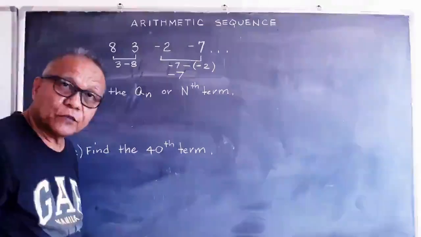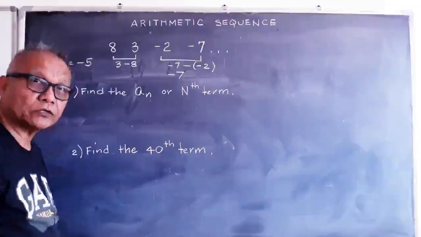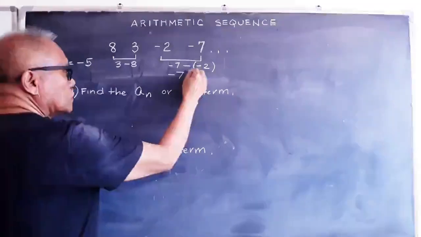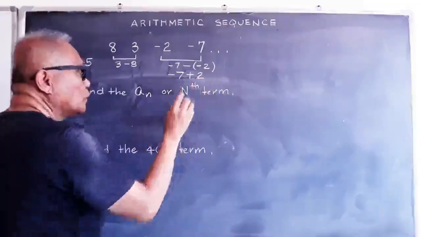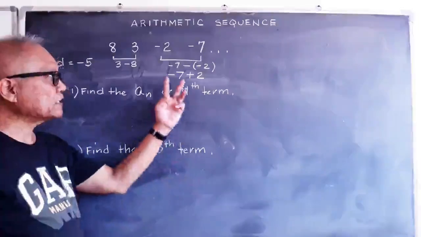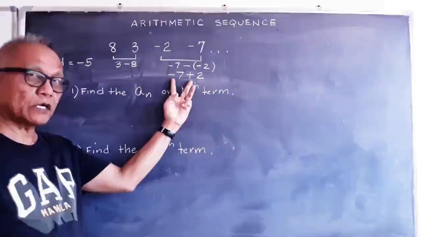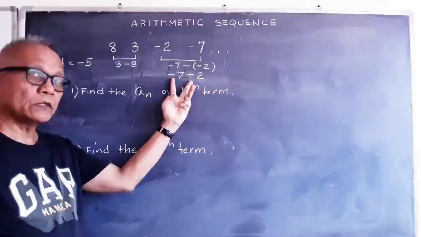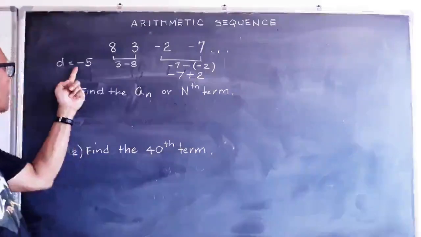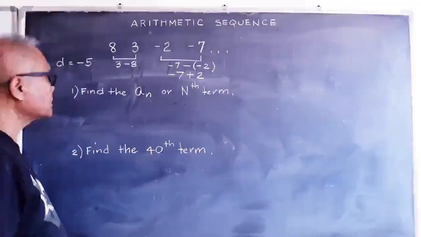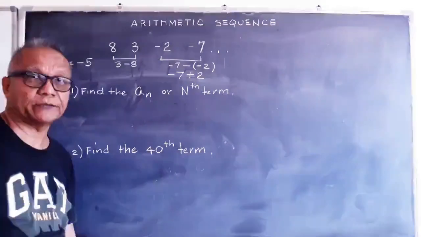Negative times negative is what? Like signs in multiplication is positive. So we have plus, and then this one is 2. Unlike signs, subtract. 7 minus 2 is 5. The sign is negative, because 7 is greater than 2. So, we still have the same answer, negative 5.